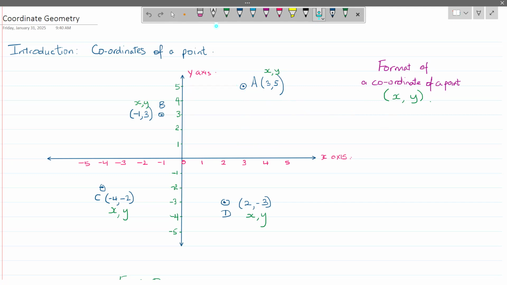Right? So we have 4 points. A is the point 3, 5 because it is in line with 3 here on the x and 5 here on the y. Right? B is the point -1, 3. C is the point -4, -2. And D is the point 2, -3. Now, the order in which we would write these coordinates will always be x first, followed by y. So you write the x coordinate first, and then the y coordinate.